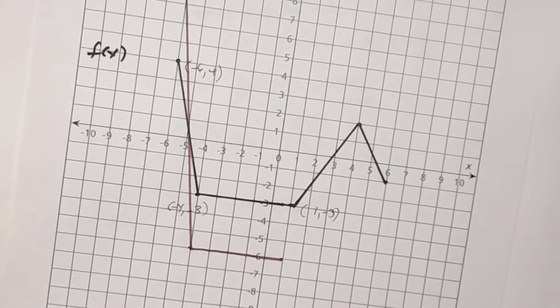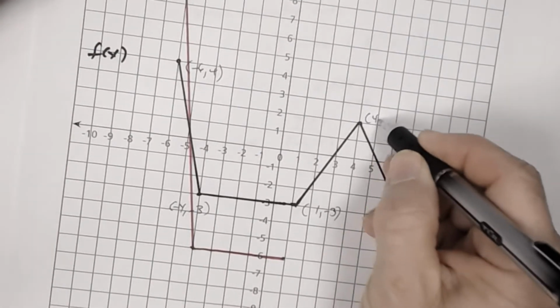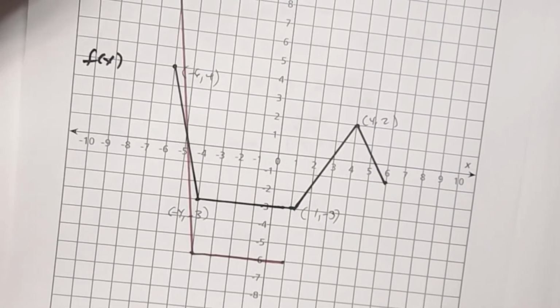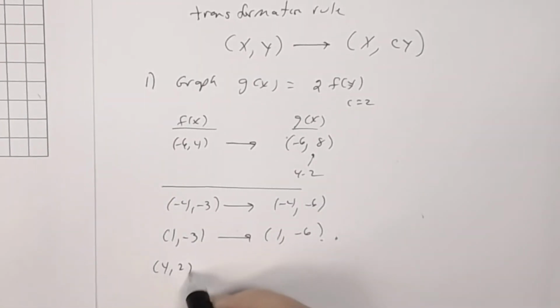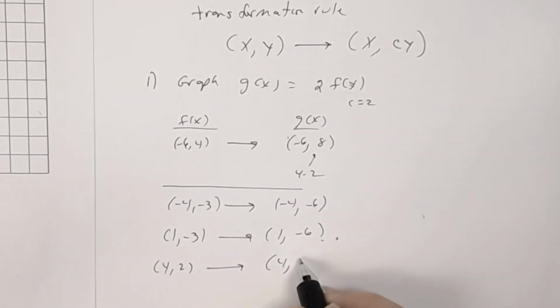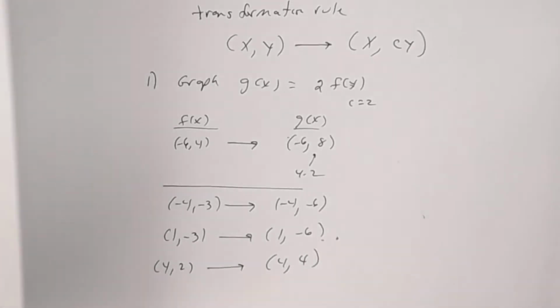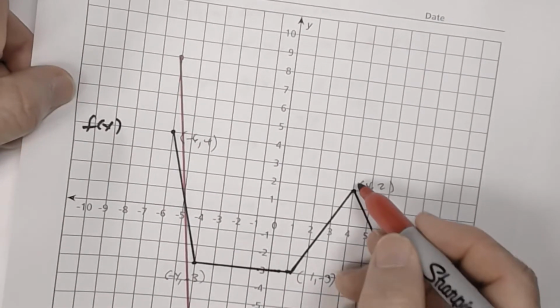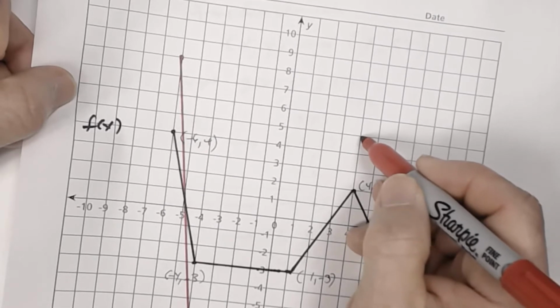Let's look at the next point. The next point here is 4, 2. It becomes 4, double 2, which is 4. So 4, 4 is here.